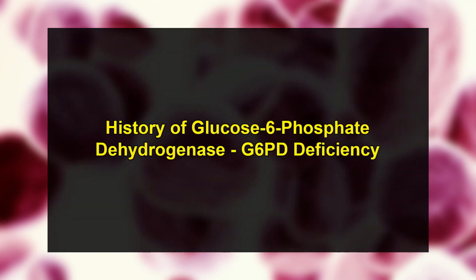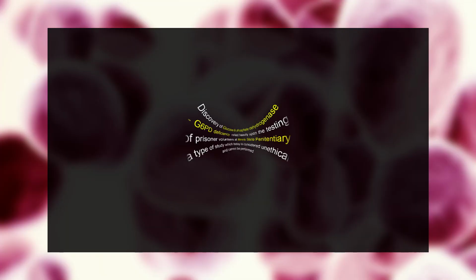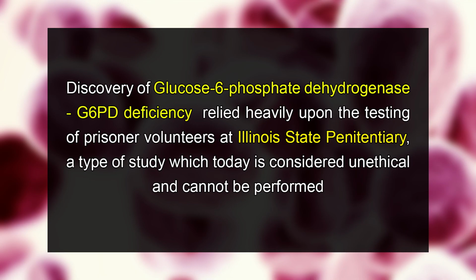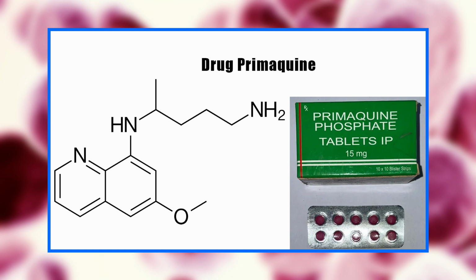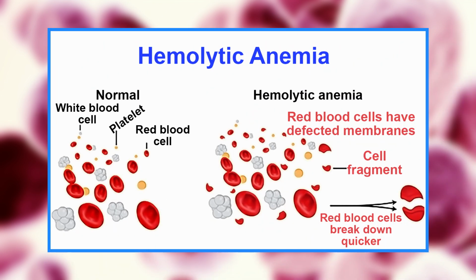Dear students, let's now discuss the history of glucose 6-phosphate dehydrogenase deficiency. The modern understanding of the condition began with the analysis of patients who exhibited sensitivity to primaquine. The discovery of glucose 6-phosphate dehydrogenase deficiency relied heavily upon the testing of prisoner volunteers at the Illinois State, a type of study which today is considered unethical and cannot be performed. When some prisoners were given the drug primaquine, some developed hemolytic anemia, but others did not.